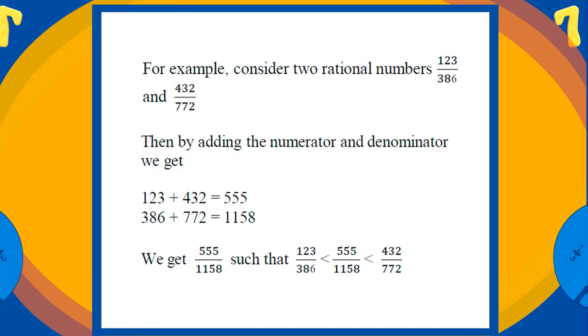For example, consider two rational numbers, 123 divided by 386 and 432 divided by 772. Then by adding numerators and denominators, we get 123 plus 432 is equal to 555, and 386 plus 772 is equal to 1158. We get 555 divided by 1158, such that 123 divided by 386 is less than 555 divided by 1158, which is less than 432 divided by 772.